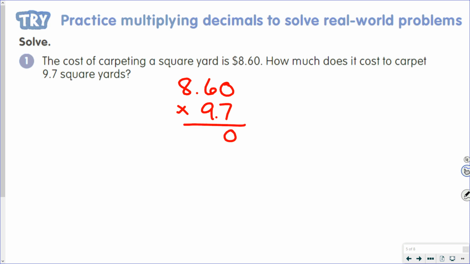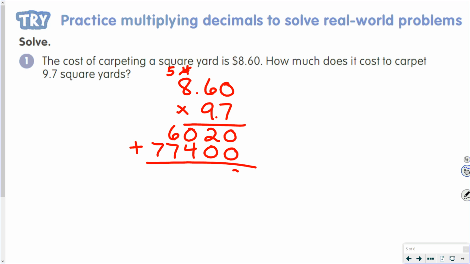7 times 0 is 0. 7 times 6 is 42. 7 times 8 is 56 plus 4 is 60. Start the second line with the 0. 9 times 0 is 0. 9 times 6 is 54. 9 times 8 is 72, plus 5 is 77. Add those together. 0 plus 0 is 0. 2 plus 0 is 2. 0 plus 4 is 4. 6 plus 7 is 13. And 1 plus 7 is 8.